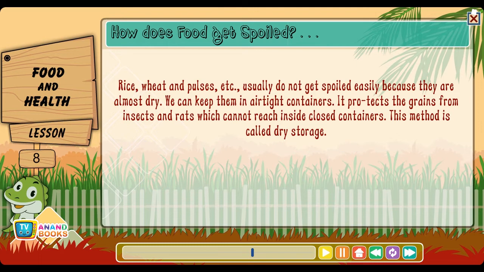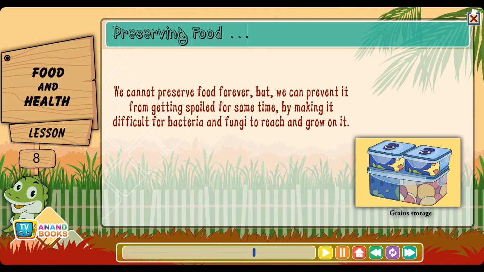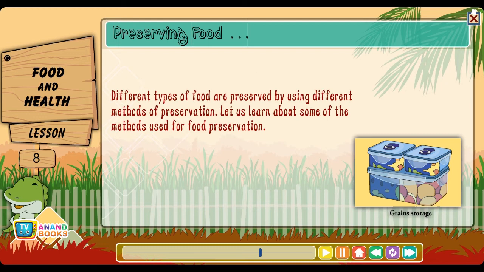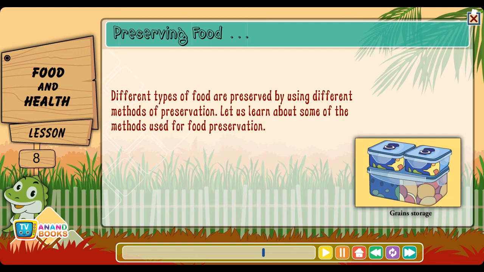Preserving food. We cannot preserve food forever, but we can prevent it from getting spoiled for some time by making it difficult for bacteria and fungi to reach and grow on it. The process in which the food materials are given a suitable physical or chemical treatment to prevent their spoilage is called food preservation. Different types of food are preserved by using different methods of preservation. Let us learn about some of the methods used for food preservation.